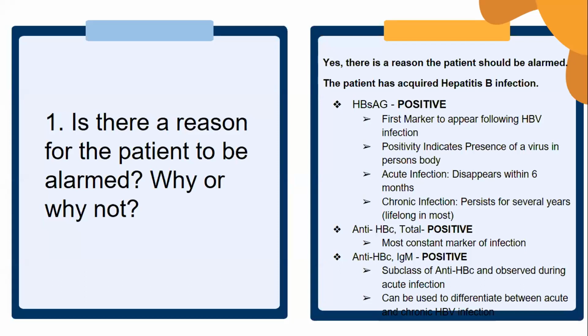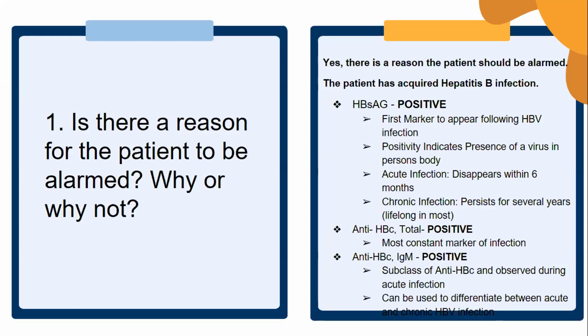So for guide question number 1, is there a reason for the patient to be alarmed? Why or why not? So yes, there is a reason the patient should be alarmed because the patient has acquired acute hepatitis B infection. Not only that, but the results show that it's also actively replicating and contagious. Now, since the serologic markers have already been thoroughly discussed, I will just quickly run through. The patient is positive for HBs antigen, which is the first marker to appear following HBV infection. Positivity indicates presence of a virus in the person's body.